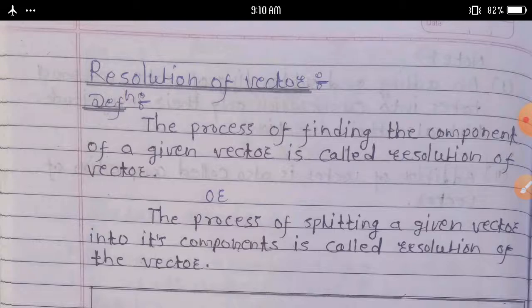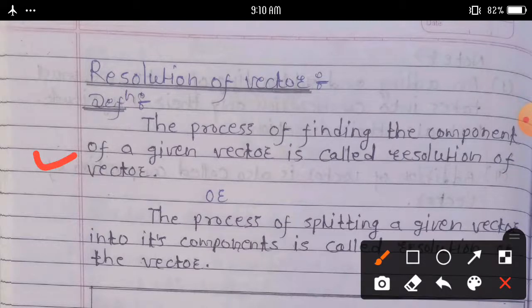Today we learn a new topic, resolution of vector. In 11th standard, we discuss the second chapter, mathematical methods. In this chapter we discuss another interesting point, resolution of vectors. We firstly discuss the definition of resolution of vector.